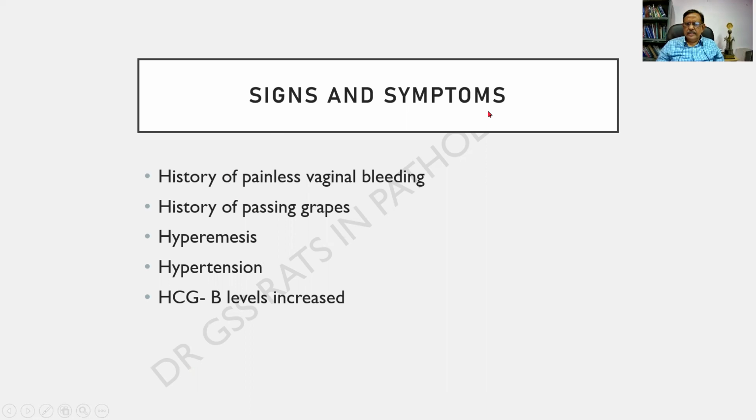The common signs and symptoms are as mentioned below. There is a history of painless vaginal bleeding, a history of passing grapes, which is the typical word used by the patient, hyperemesis or vomiting, hypertension, and increased HCG levels, that is beta HCG. All these, the common one is H. So please remember this mnemonic, it will be of use.